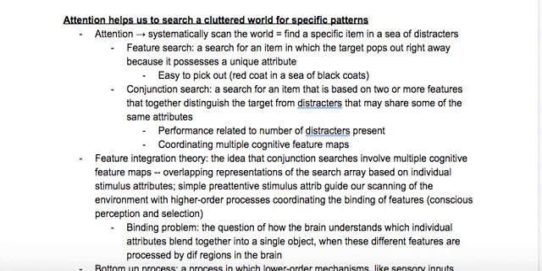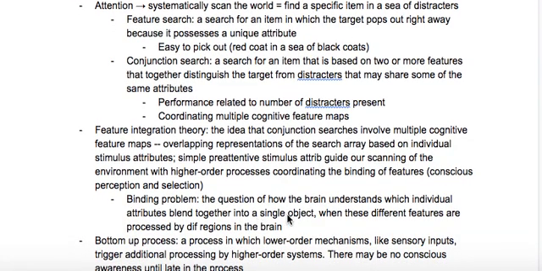Feature integration theory is the idea that conjunction searches involve multiple cognitive feature maps, which are overlapping representations of the search array based on individual stimulus attributes. Simple pre-attentive stimulus attributes guide our scanning of the environment, with higher-order processes coordinating the binding of features, leading to conscious perception and selection. The binding problem, though, is the question of how the brain understands which individual attributes blend together into a single object, when these different features are processed by different regions in the brain.